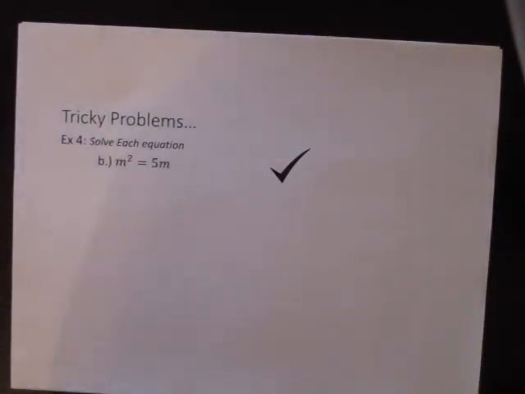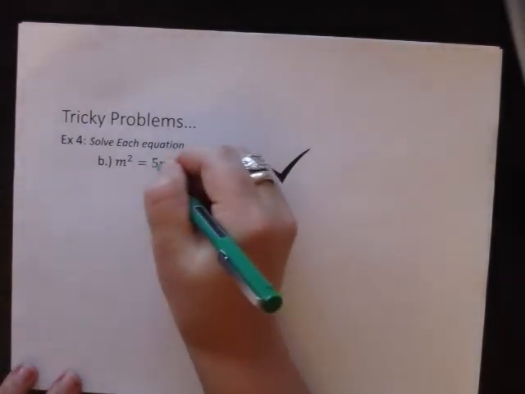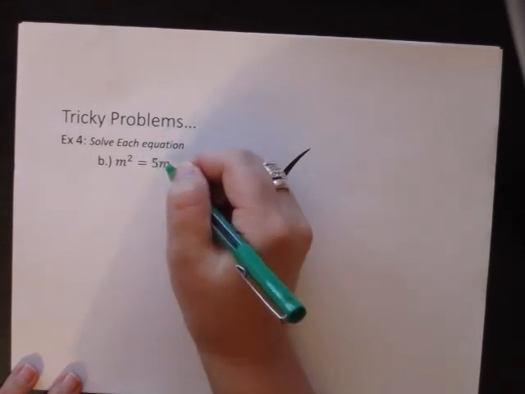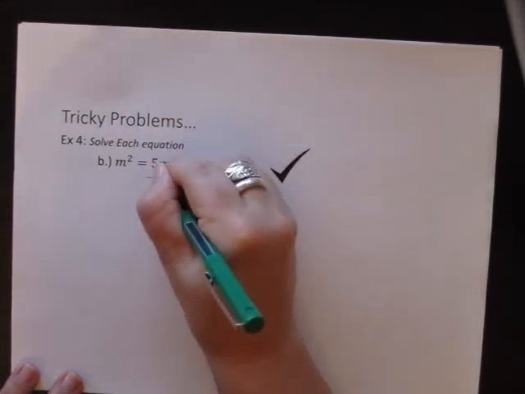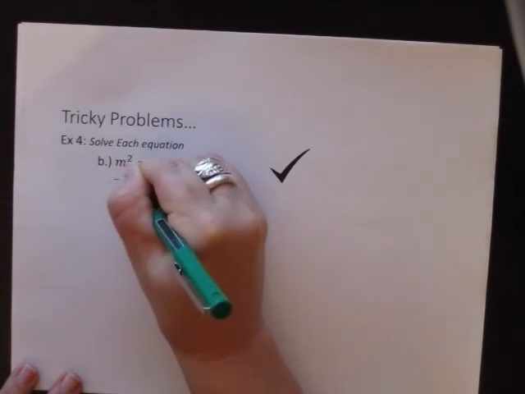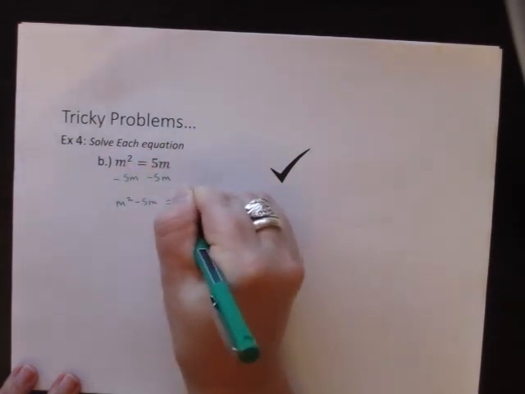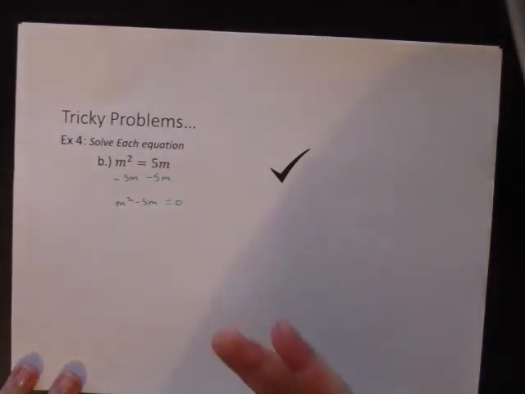Alright, another tricky problem is the one that looks like this. It might just be challenging to look at initially on how to even approach this problem. But go through your steps. So we're going to set each equation to 0. So I've got to set this equation equal to 0. Once I do that, if I've got m squared equals 5m, what I need to do is subtract the 5m on both sides. So now I've got m squared minus 5m equals 0. Now it doesn't look as intimidating.